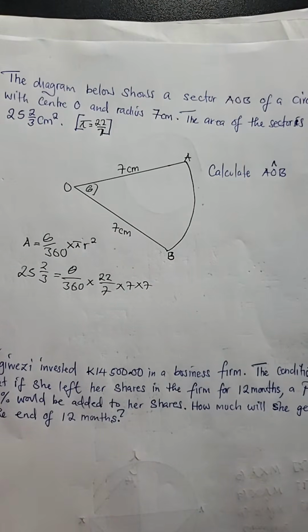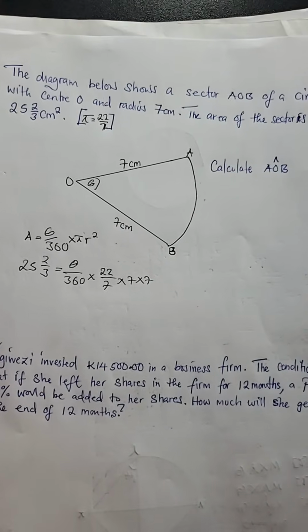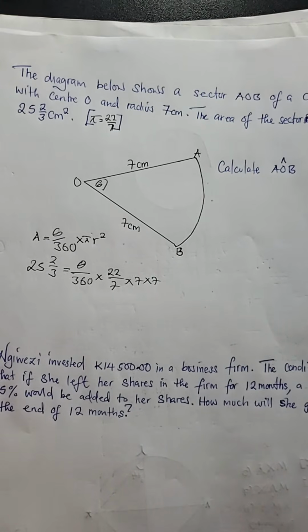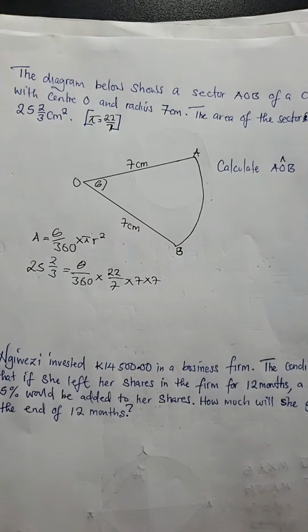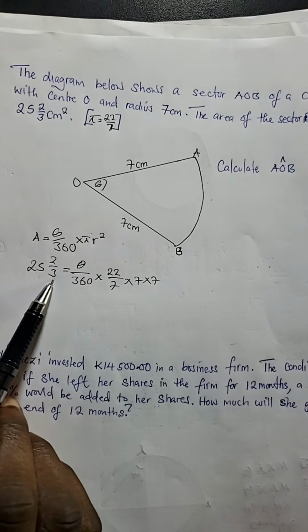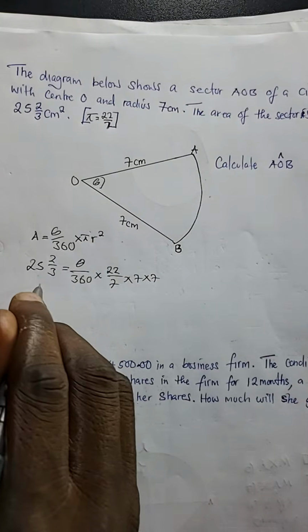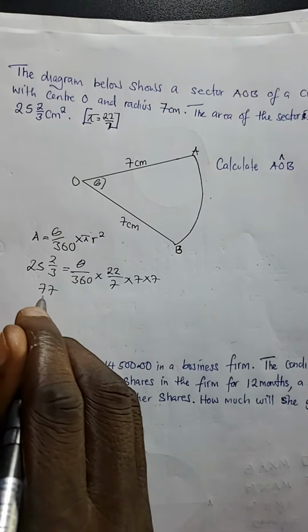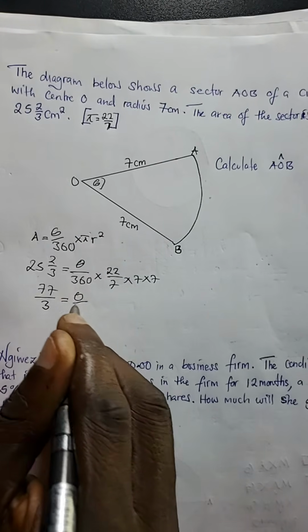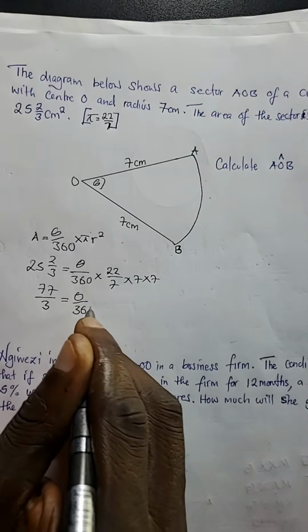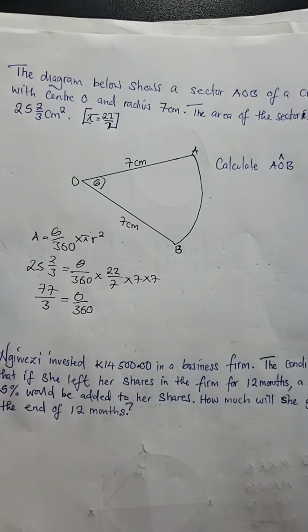We can now start calculating. Calculating here is very simple. The secret is this is a mixed fraction, so write it as an improper fraction. 25 times 3 is 75, if I'm not mistaken. 75 plus 2 is 77. So you're going to say 77 over 3 equals theta over 360.